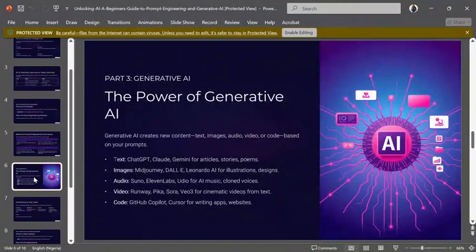Okay, now we're going to dive into what we call generative AI. So if I may ask, how many people know or have heard of anything regarding generative AI before now? Has anybody here heard about generative AI before now?